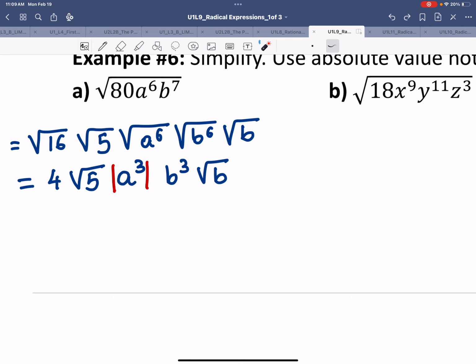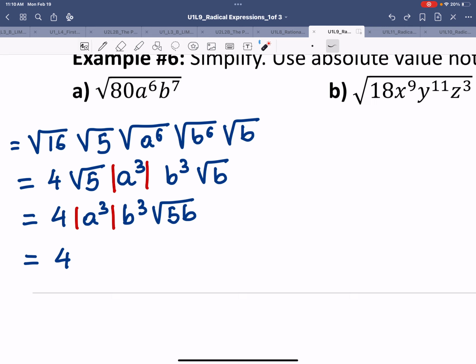So now we have to clean up the expression a little bit. Whatever is inside radicals will go together, and whatever has no radicals will go together. So we're going to write 4 times a to the power of 3 times b to the power of 3 times the square root of 5 times b, and this would be the answer.